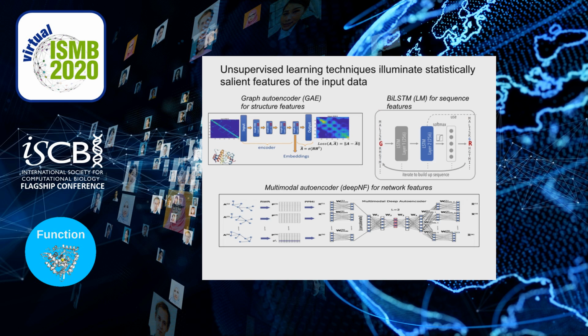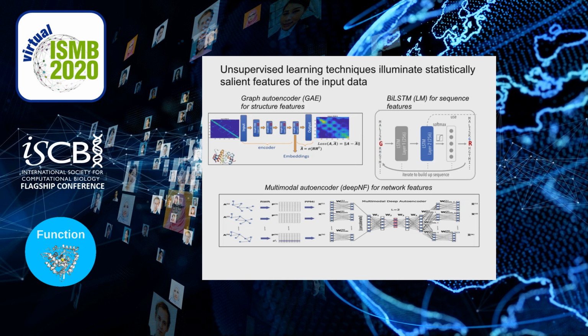So I won't go too much into the details of the underlying models, but at a high level, the structural features are obtained through a graph autoencoder, which takes as input the thresholded distance matrix or contact map of the protein and is tasked with reconstructing it. The sequence features are obtained through a language model, which is tasked with predicting the next residue given the previous sequence portion. And the network features are obtained by training a multimodal autoencoder, which takes as input multiple interaction graphs and is tasked with reconstructing them.